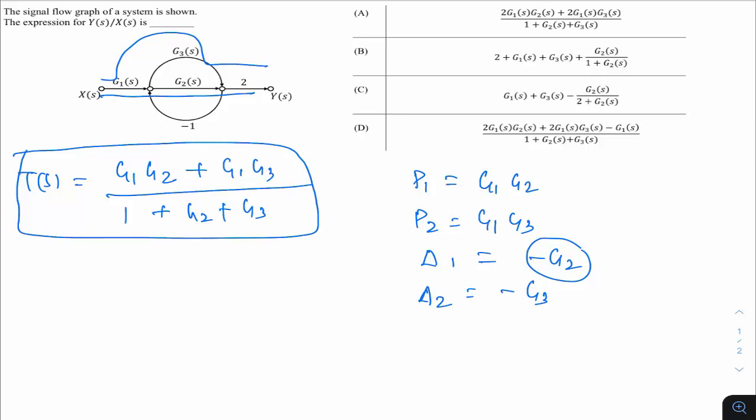One more simple thing I am missing here. There is a gain specified here. This gain is 2, right? So this will be overall multiplied by 2. If you check this, this is given by option A. So A is the right answer for this one.